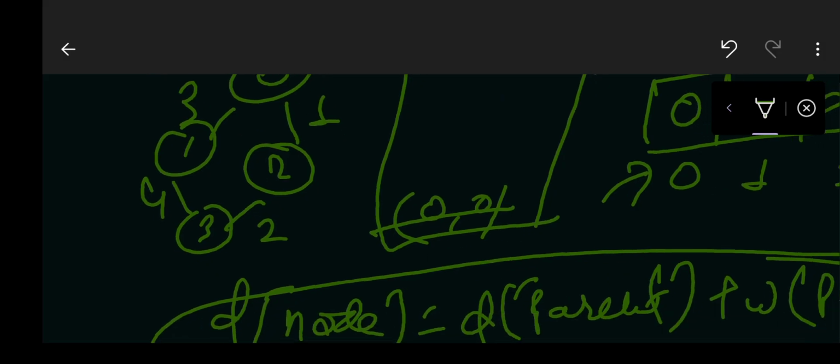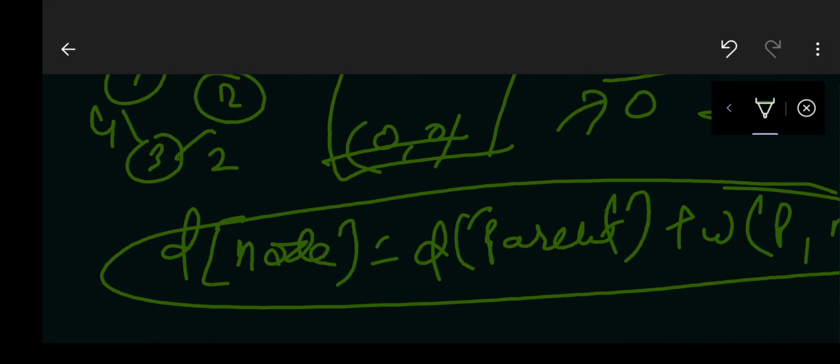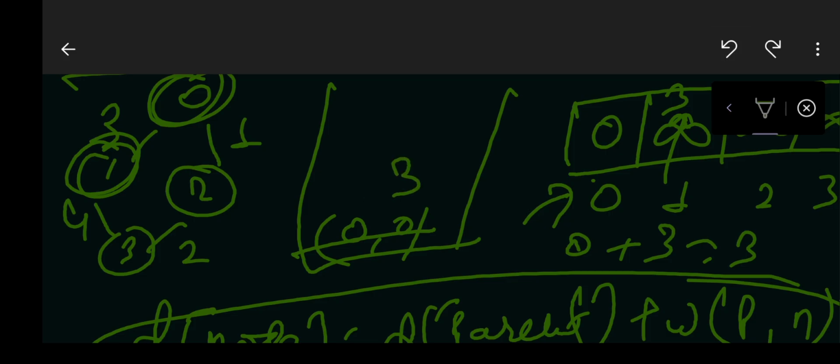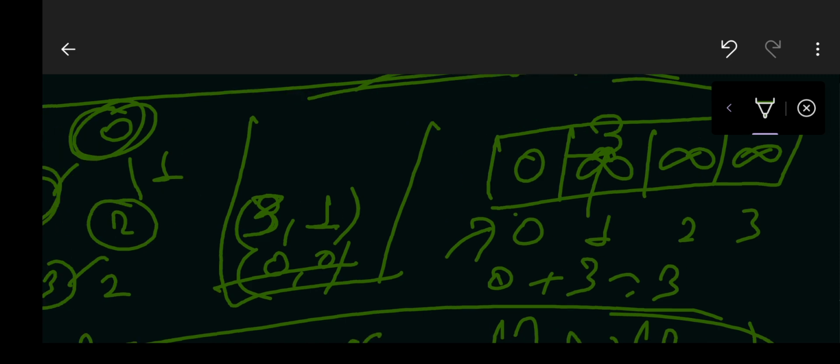So let's calculate the distance of 1. Distance of 1 is equal to distance of parent. What is the distance of parent? The parent is 0 and the distance of parent is also 0. So 0 plus the weight in between parent and node, which is 3. So we get 3. So distance of 1 is 3, which is better than infinity. So we'll take it and we'll also push it into the queue. We are going to push the distance and then the node. And this has been updated to 3.